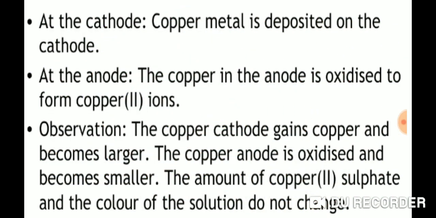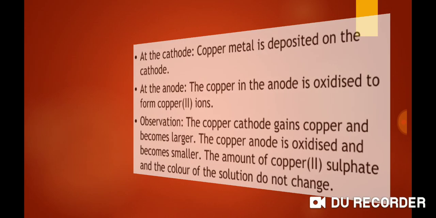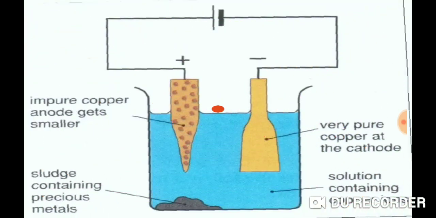Now at the cathode, copper metal is deposited, whereas at the anode, the copper is oxidized to form Cu2+ ions. Now the observation: the copper cathode gains copper and becomes larger. The copper anode is oxidized and becomes smaller. The amount of copper sulfate and the color of the solution does not change. Keep in mind, when we are using copper electrodes, the color of the solution does not change. It remains the same. It remains blue.